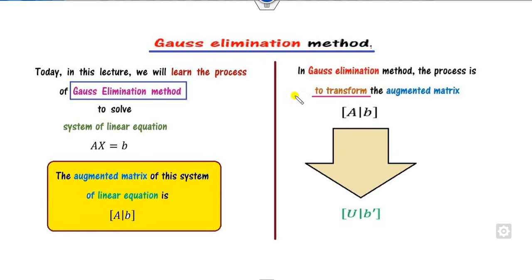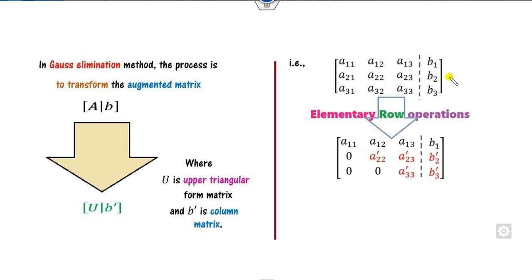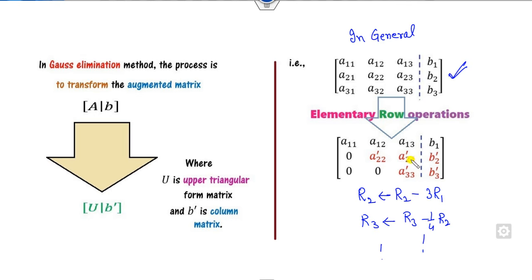Then the purpose of Gauss elimination, once you have the augmented matrix, is to transform this matrix into another one, U and B dash, where U is called the upper triangular matrix and B dash is the column matrix. For example, if you have this matrix, your purpose is to convert it into the upper triangular matrix. The elementary row operations you can use are like R2 minus 3R1, or R3 minus 1 by 4 R2, and so on. These are called elementary row operations.